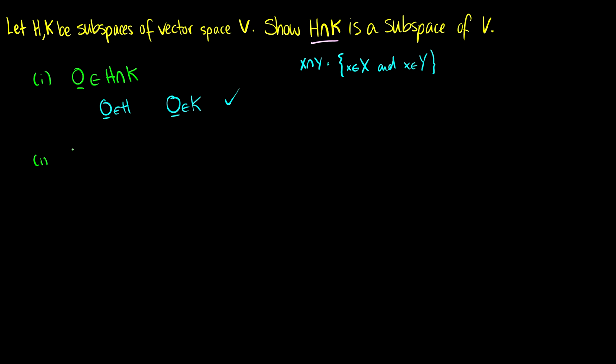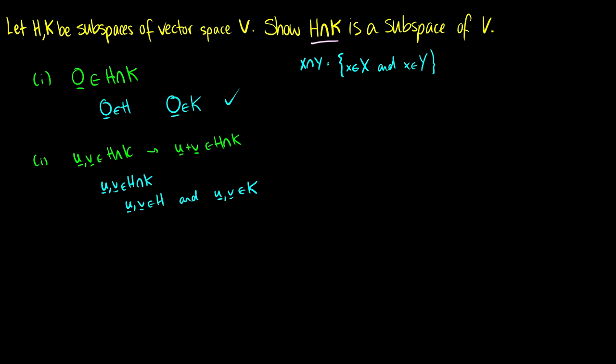For 2, we want to show that if we have any two vectors, so let's say we have u and v in H intersection K, then we're going to have u plus v in H intersection K. So let's suppose we have vectors u and v in H intersection K. So then we know that u and v are going to be in H, and the vectors u and v are going to be in K, since by definition, if they're in the intersection, they're going to be in both.